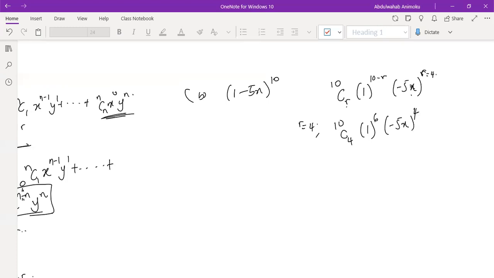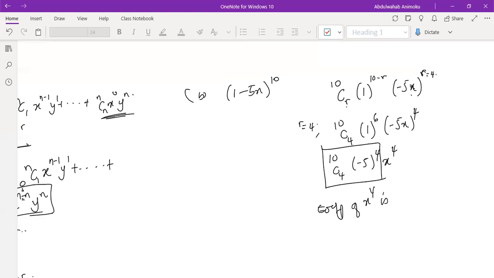Now, when we expand this, this gives us 1 raised to power 6 is 1 times minus 5 raised to power 4, x raised to power 4. So that means the coefficient of x raised to power 4 is just this one. So the coefficient of x raised to power 4 is 10 combination 4, whatever that is, then minus 5 raised to power 4, which is 25 times 25, which is 625.